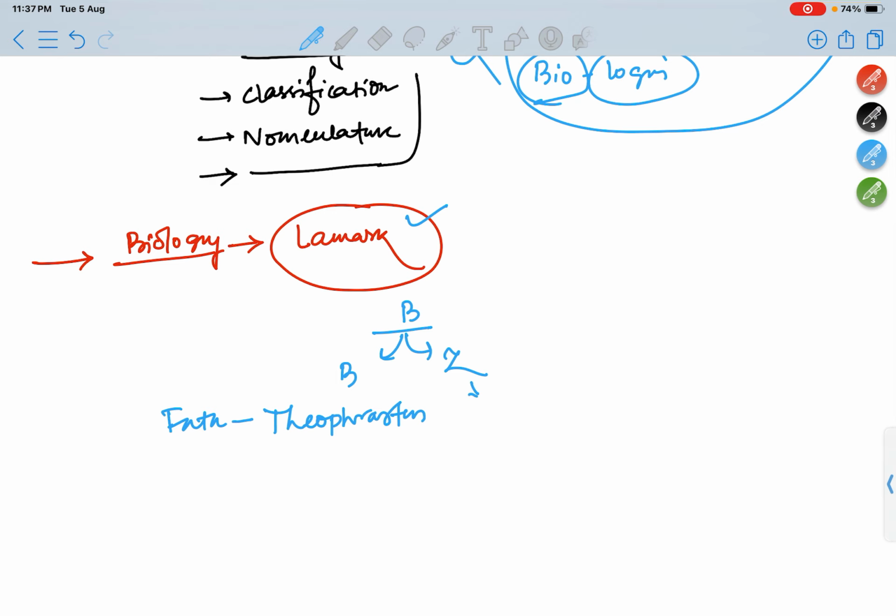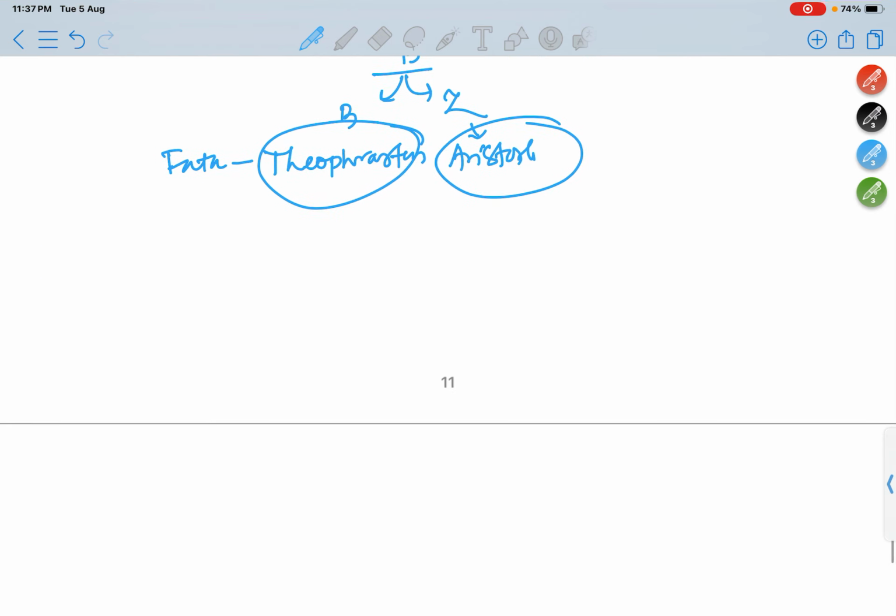And who is the father of zoology? It is Aristotle. So this is important. You will remember this. Okay. Next, in biology there are some classifications, right?